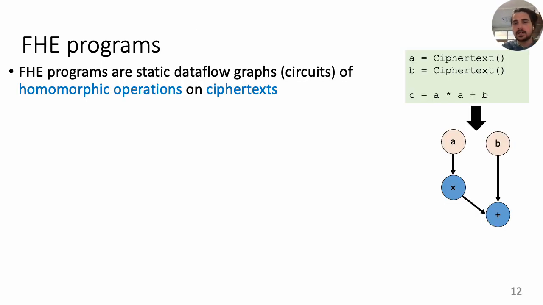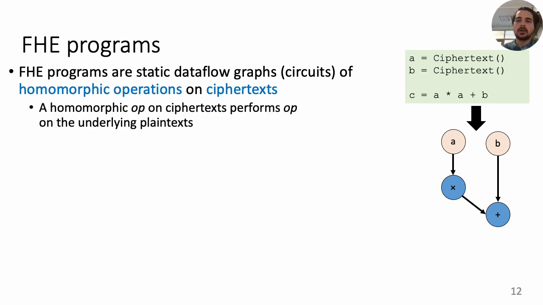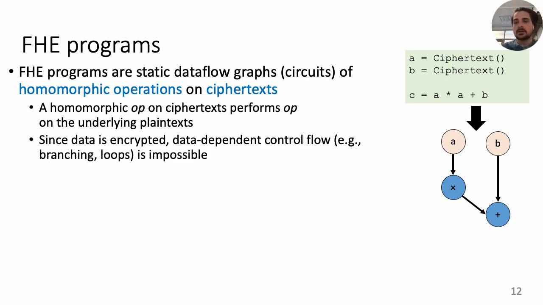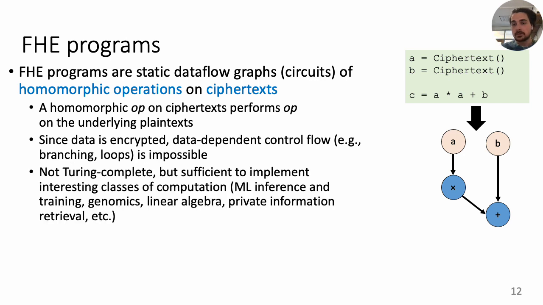FHE programs are static data flow graphs or circuits in the theoretical computer science sense. Each node of this circuit is a homomorphic operation on ciphertexts. A homomorphic operation applied to a ciphertext acts on the underlying encrypted values. Since data is encrypted, data-dependent control flow is not possible. Now, circuits are not Turing complete, but sufficient for many applications, and these include machine learning.